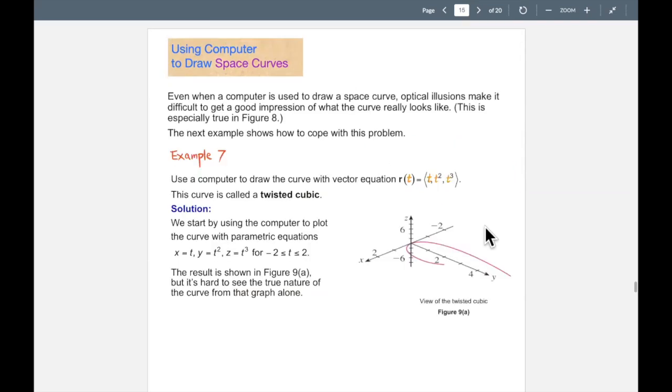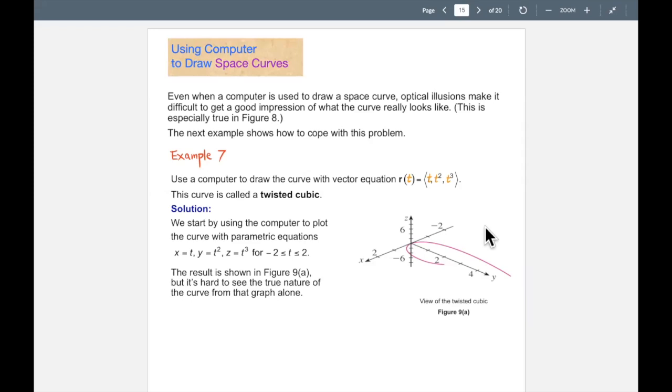Okay, now I'm going to ask someone to read this. Melanie, could you read from here to here? Sometimes a computer is used to draw space curves. Optical illusions make it difficult to get a good impression of what the curve really looks like. This is especially true for figure 8. The next example shows how to cope with this problem. Perfect. Good job. Okay, so let's look at this example.